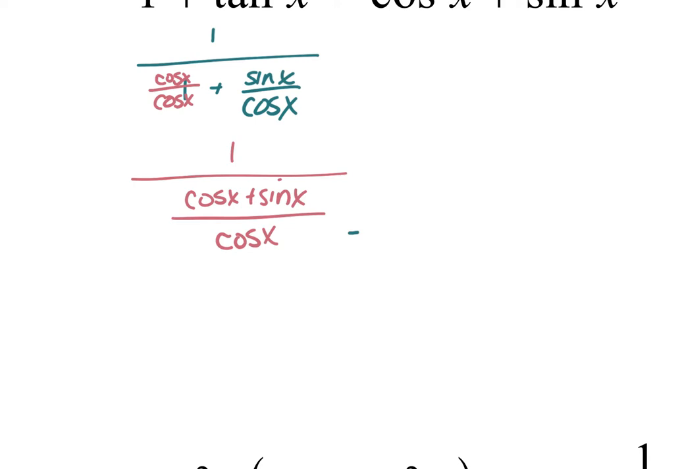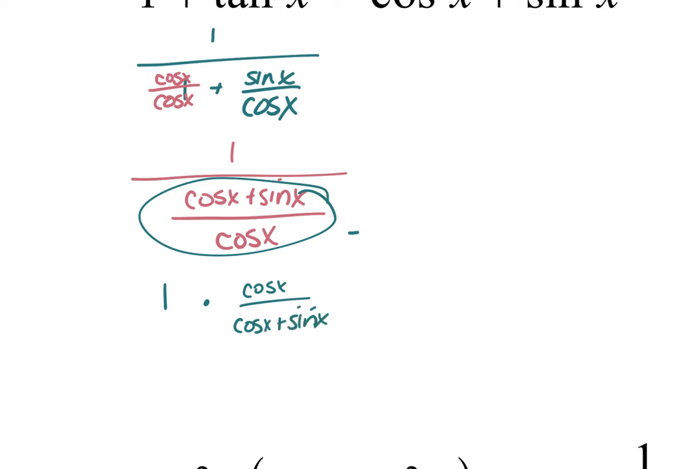And then it's a fraction within a fraction, so I want to flip it. So keep the 1, change the division to multiplication, flip the denominator, which becomes cosine x over cosine x plus sine x. And then the 1 times just becomes the right side.